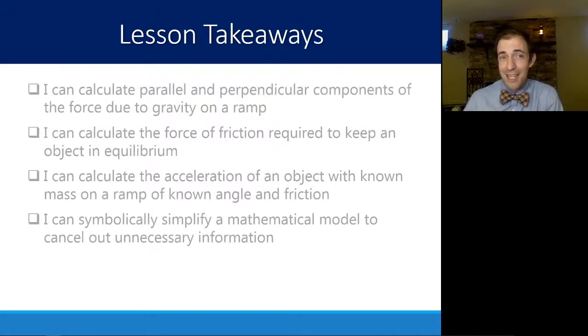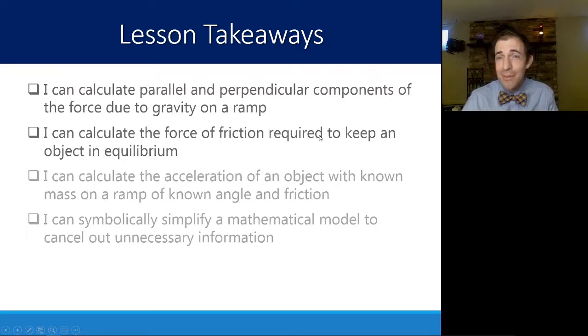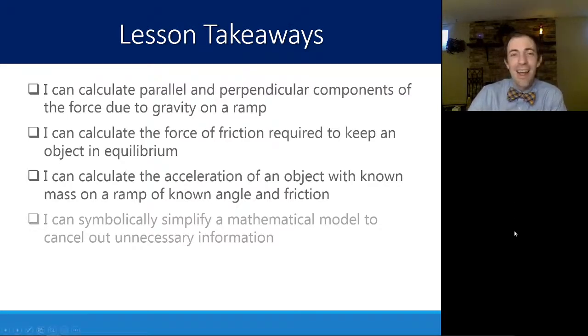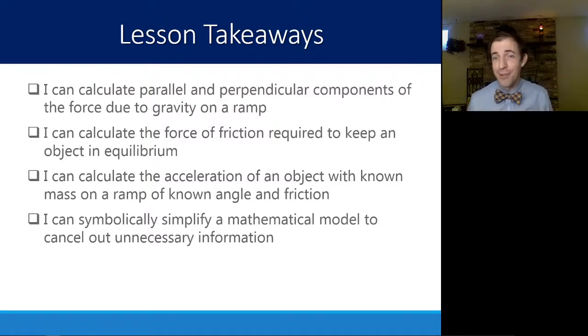So that leads us to our final takeaways. From this, you should be able to calculate the parallel and perpendicular components of the force due to gravity on a ramp. You should be able to calculate that force of friction required to keep an object in equilibrium. So know that friction will cancel out with that parallel force. You should be able to calculate the acceleration if there is not an equilibrium, so those forces don't cancel. Figure out what the acceleration resulting would be. And then what we did at the very last slide, you should be able to symbolically simplify a mathematical model until all the unnecessary information, like mass potentially, will cancel out, and you're able to solve something even though it doesn't look like you have enough numbers.